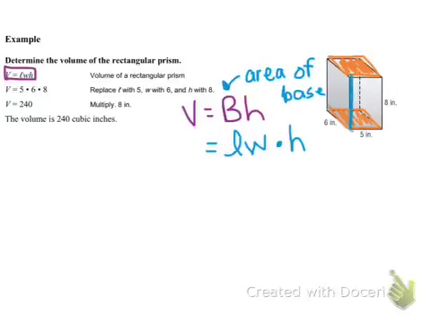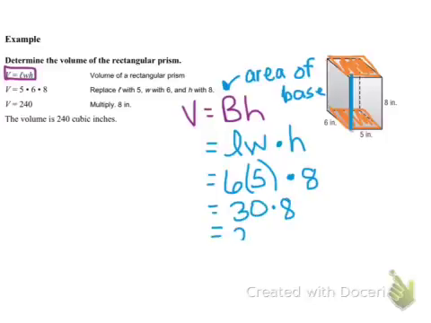That's the height. Okay, so our base is a 6 by 5 rectangle. So 6 times 5 will get us the area of the base. Times the height, the distance from base to base is 8. So we can say 6 times 5 is 30. And 30 times 8 is 240. So the volume of that rectangular prism is 240 cubic inches.